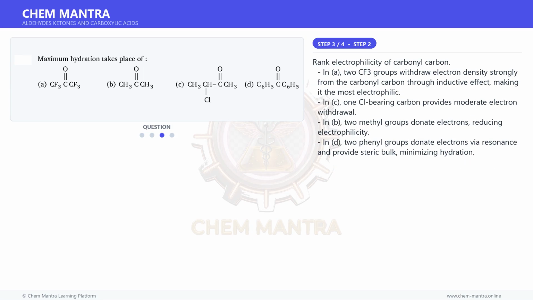Rank electrophilicity of carbonyl carbon. In A, 2 CF3 groups withdraw electron density strongly from the carbonyl carbon through inductive effect, making it the most electrophilic. In C, 1 Cl-bearing carbon provides moderate electron withdrawal. In B, 2 methyl groups donate electrons, reducing electrophilicity. In D, 2 phenyl groups donate electrons via resonance and provide steric bulk, minimizing hydration.